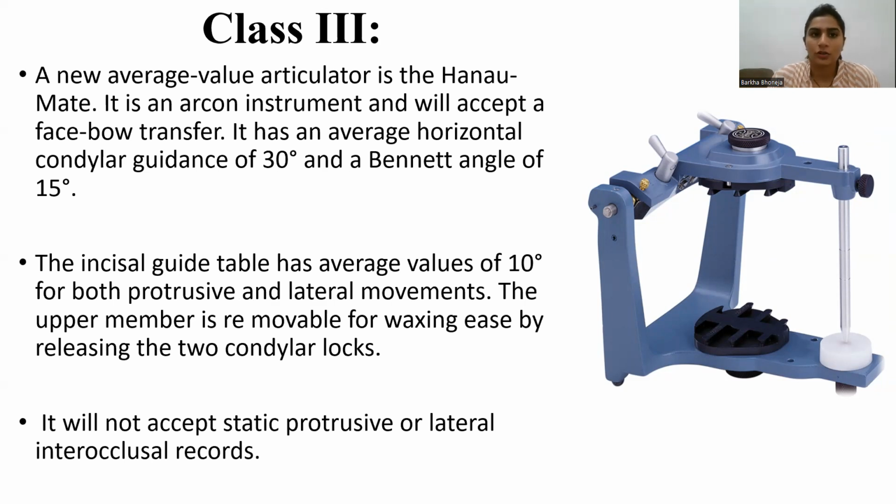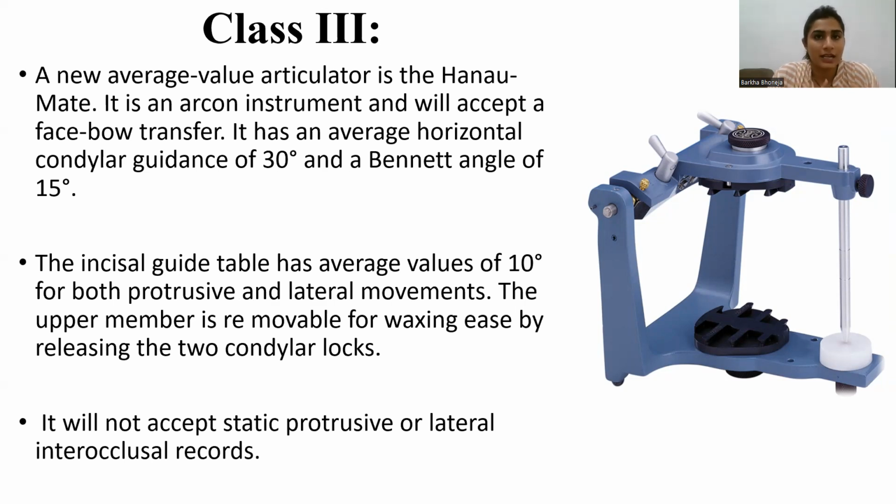Now, the Arcon and non-Arcon concept I have already told you in the previous lecture. That is, if the condyle is present in the lower member, similar to that which is present in our mouth, it is called the Arcon. The Arcon stands for articulating condyle and will accept a facebow. And non-Arcon is when the condyle is present in the upper member. It has an average horizontal condylar guidance of 30 degrees and a Bennett angle of 15 degrees. These are average values. So this class of articulator, which accepts the facebow, is also based on the average values.